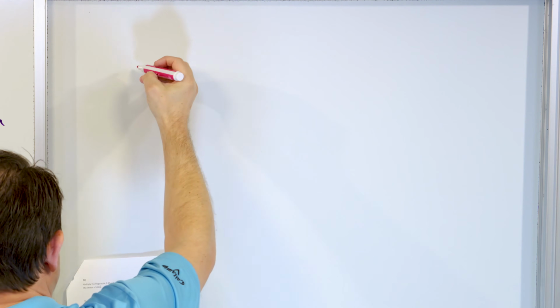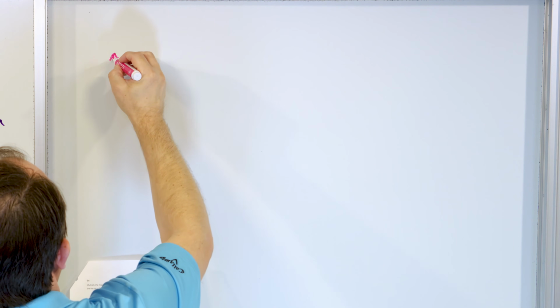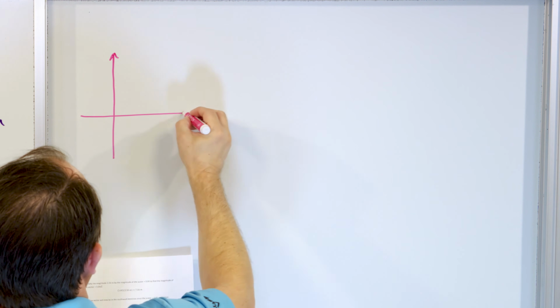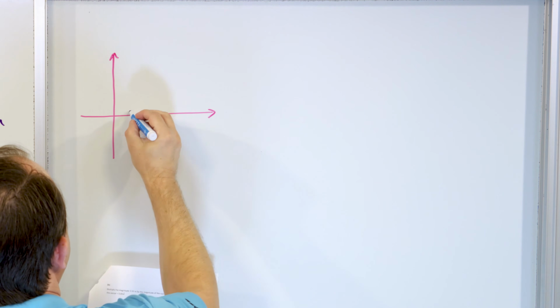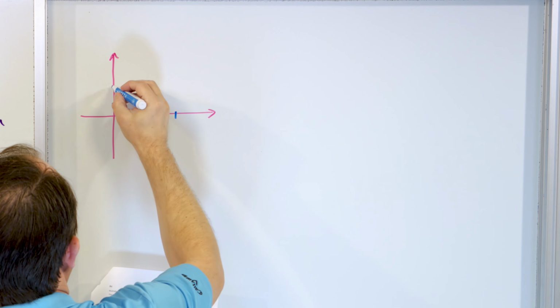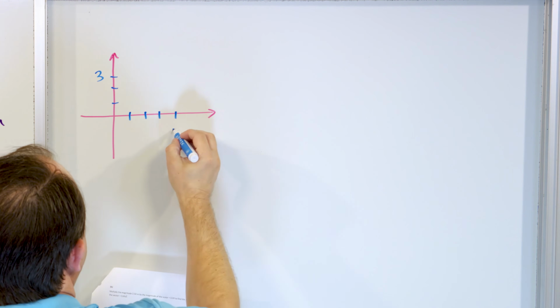Let's say that we have a vector, and I'm going to put it on the xy plane like this. And let's say that this vector, I'm choosing these numbers carefully. Here's 1, 2, 3, 4 units, 1, 2, 3 units. So here's 3 and here's 4.